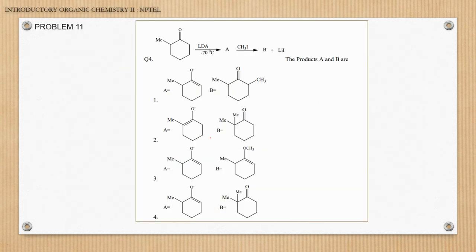So coming to problem number 11. Here also it is a very simple question based on the previous concept only. They are asking about this ketone, they have treated it with LDA at minus 70 degrees centigrade. After the formation of enolate, they have treated the enolate with methyl iodide to give you B. Now quickly tell me what is A and B.